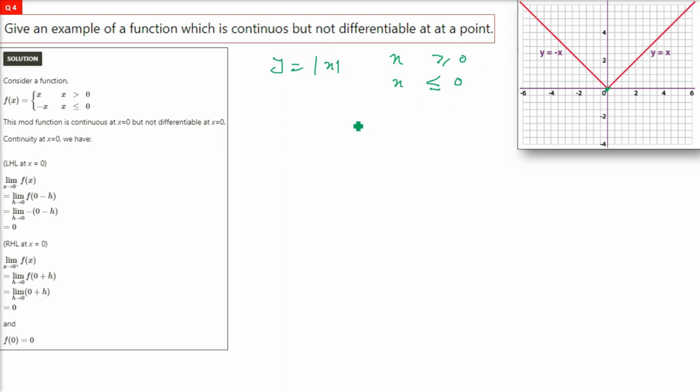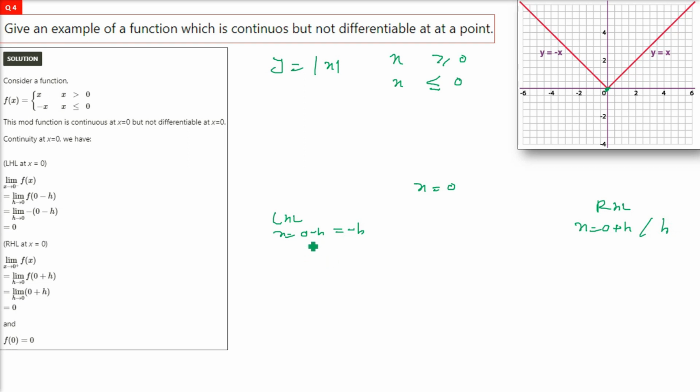There is a slight correction I'll make just now. So at x equals 0 we will check the left hand limit and the right hand limit. We'll go a bit on the left of x equals 0, so we'll write 0 minus h, where h is a very small number, and on the right, 0 plus h. So we just go ahead.